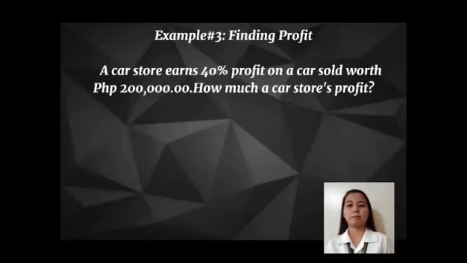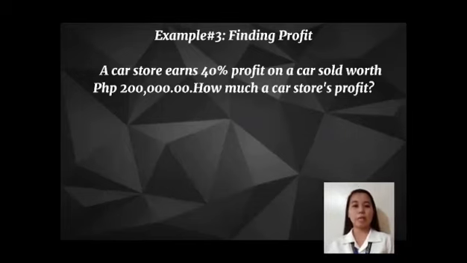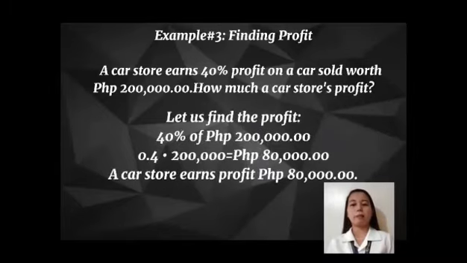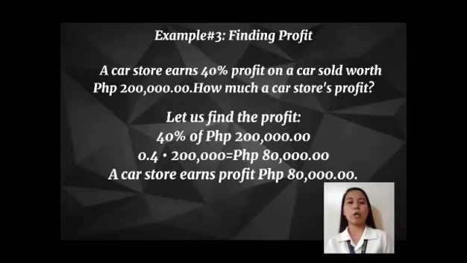Example number 3. A car store earns 40% profit on a car sold worth 200,000 pesos. How much is the car store's profit? Let us find the profit. 40% of 200,000 pesos. We convert 40% to decimal. 0.4 times 200,000 is equal to 80,000 pesos. The car store earns a profit of 80,000 pesos.